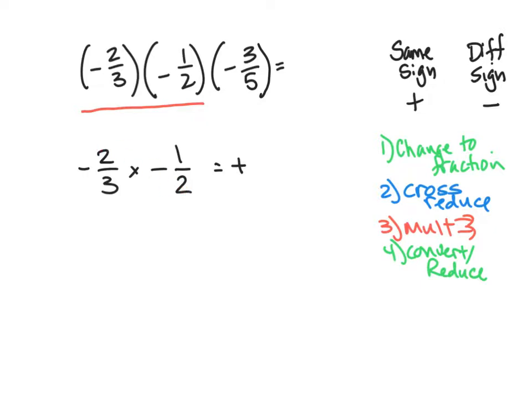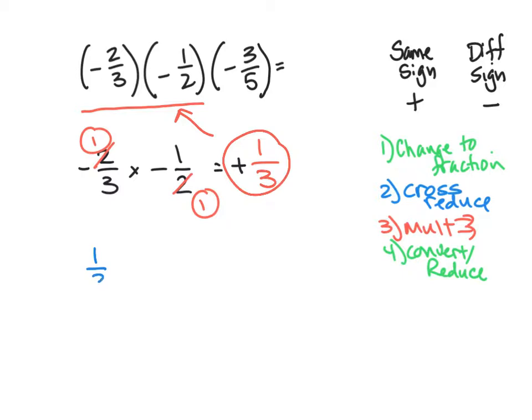So let's take those. 2 goes into 2 once. 2 goes into 2 once. It reduces it down to easier numbers to calculate with. Anytime we can do that, it's good to do that. Multiply straight across numerators and denominators. 1 times 1 is 1. And 3 times 1 is 3. So for this part, I get a positive 1/3.